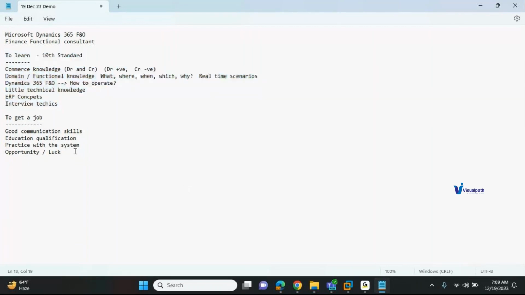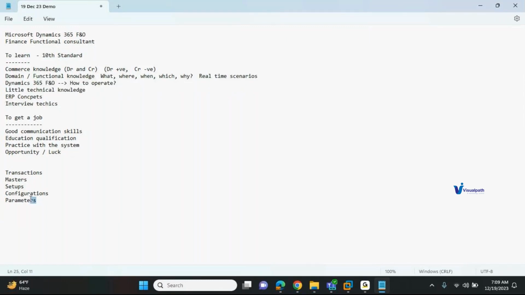And what is the way you are going to learn? First unit, you are going to learn transactions. Then you are going to learn masters and setups, and then configurations, next parameters.